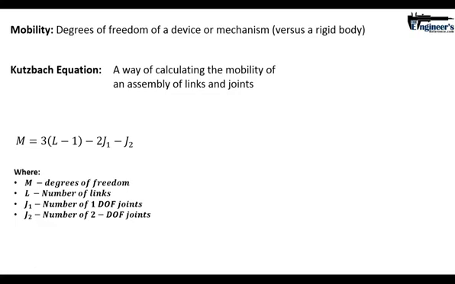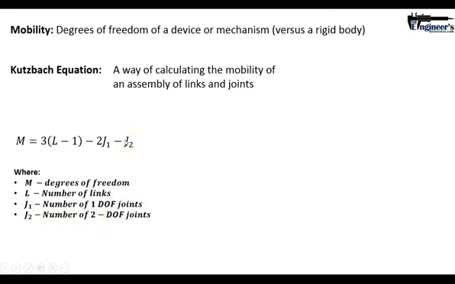It's a series of links and joints, and one way to try and understand that mechanism, the robotic gripper, is with this Kutzbach equation. What it is just saying is the mobility is equal to 3 times the quantity of the number of links minus 1, minus 2 times the lower pair, minus the upper pair, or the number of 1 degree of freedom points and the number of 2 degrees.